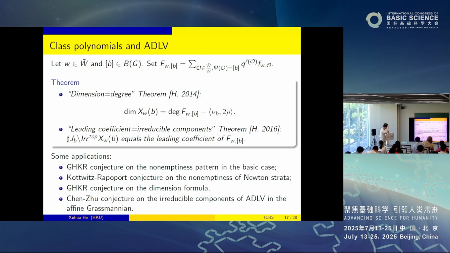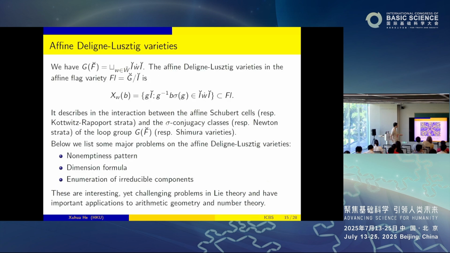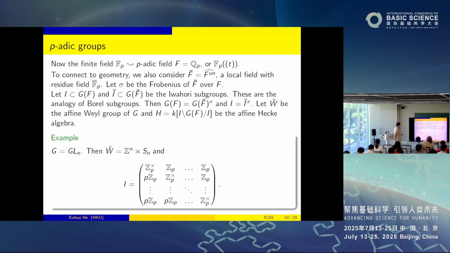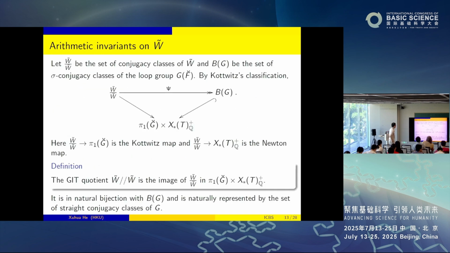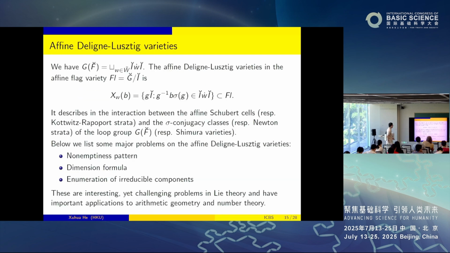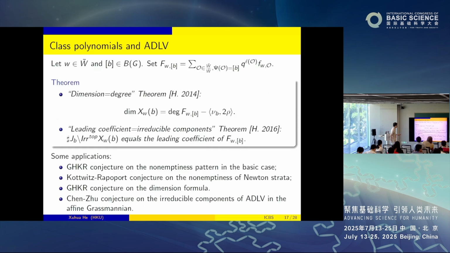Okay, so previously we talked about the class polynomials and the affine Deligne-Lusztig varieties. Let me show you this arrow. This one. I'm going to say how the algebraic part is connected to the geometric part. And what I previously proved is this dimension equals degree theorem.